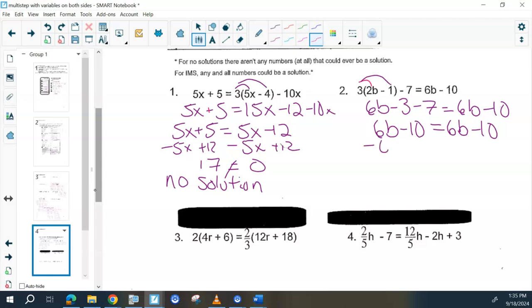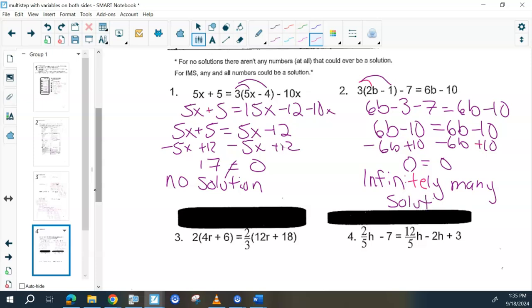So when I start to solve that and I get rid of 6e and I get rid of 10, what happens? We get 0 on both sides. And that is a true statement. So when your variables cancel and you get a true statement, this would be infinitely many solutions, or IMS. Opposite of no solution, you could pick all of the numbers in the world and put them in and they would all work.